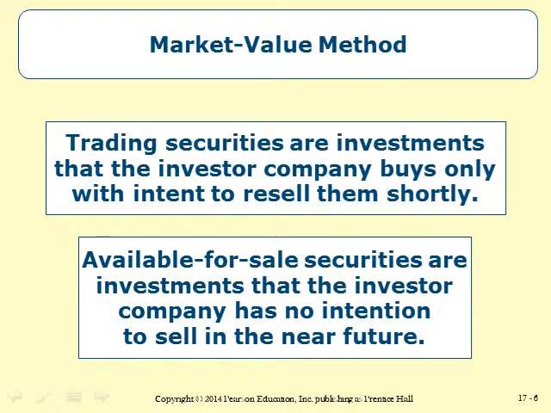So the effect of such transactions on the income statement depends on whether management classifies them as trading securities or available for sale securities. Trading securities are investments the investor company intends to sell in the near future. Available for sale securities are investments that the investor company does not intend to sell in the near future. And so again, this is how we classify these investments. That is, if we own less than 20% of the shares of another company, the market value method, then we classify these securities as either trading securities or available for sale securities.